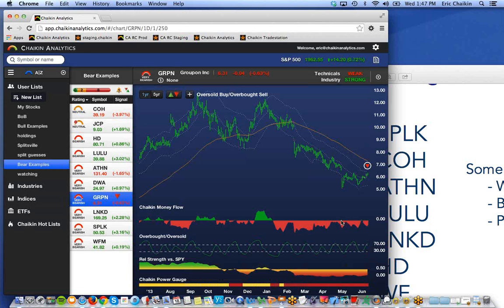Bearish rating, underperforming, negative money flow, stocks had a rally. If you're looking for a stock to short because you think the market's getting a little toppy, this is certainly an attractive candidate.